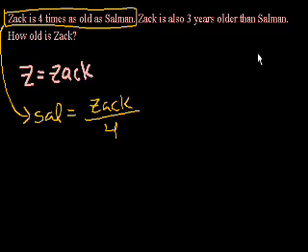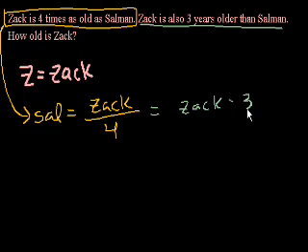But then it also says here, let me put this in a different color, that Zach is also 3 years older than Salman. So that means that also Sal would be Z minus 3, right? The first sentence says Zach is 4 times as old as Salman. Well, that means that if you take Zach's age and divide it by 4, you get Sal's age. The second sentence says Zach is also 3 years older than Salman. So that means if you take Zach's age and subtract 3 from it, you get Sal's age again.